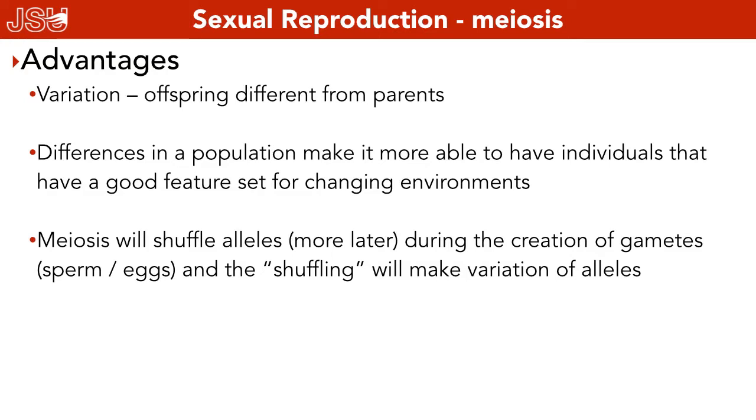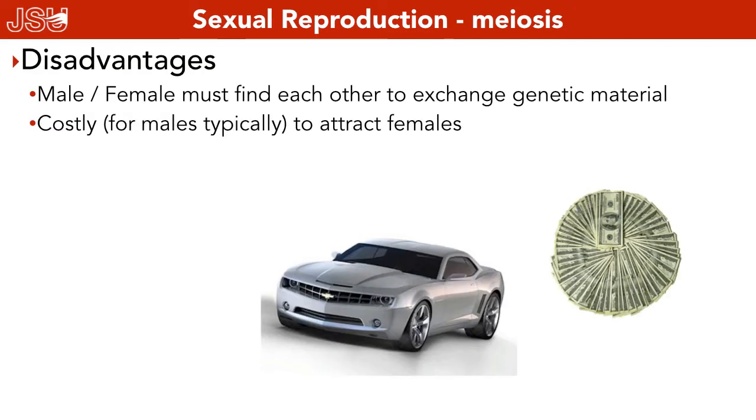All right. But there are some disadvantages to sexual reproduction. First of all, males and females have to find each other. Easier said than done. Now, you can find each other, but finding a mate is energetically expensive.